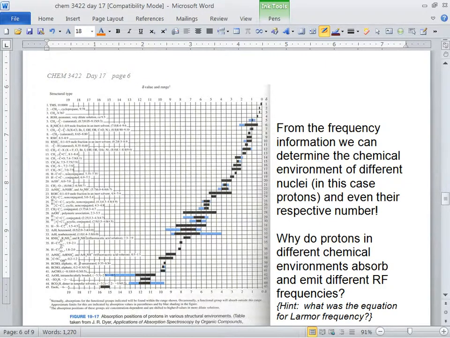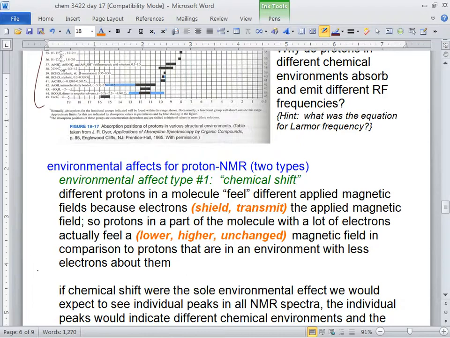So these frequencies, these Larmor frequencies, depending on the shielding, there will be different protons. That's what this whole table is all about. This chemical shift idea, these environmental effects, these environmental influences.